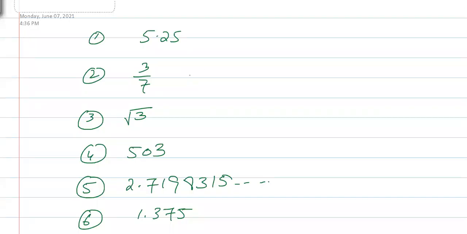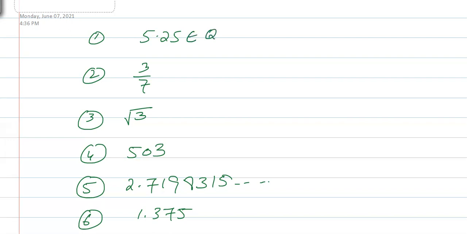We have to identify which of them are rational and which of them are irrational. Okay, so first of all, if I look at this one, what do you think? What is your opinion? Is it rational or irrational? Rational. It's rational. Why is it rational? Because it is a decimal, but a terminating decimal. So I will say it belongs to Q.